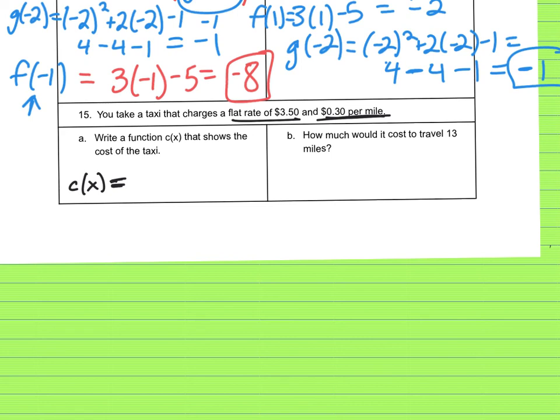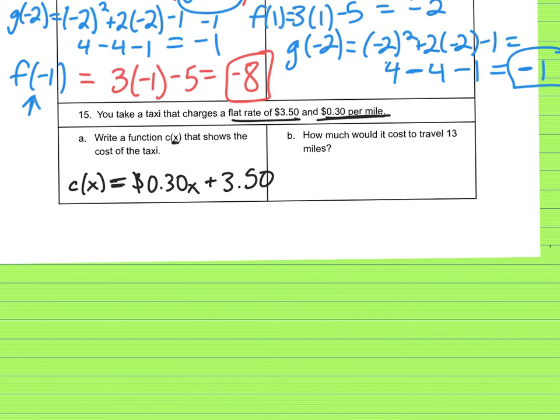So to write this as a function, I need the amount I'm paying per mile, which is 30 cents, being multiplied by x or whatever variable. It actually tells me to use x, so I'm going to keep x there. So 30 cents per mile, so 30 cents times x, and then I'm being charged a flat rate of $3.50, which means it's not changing. So it's just going to be $3.50 by itself.